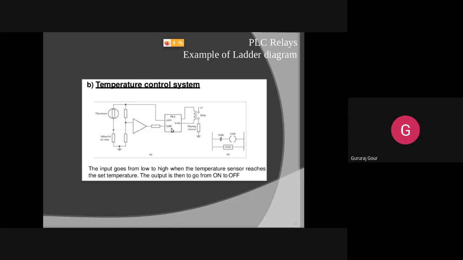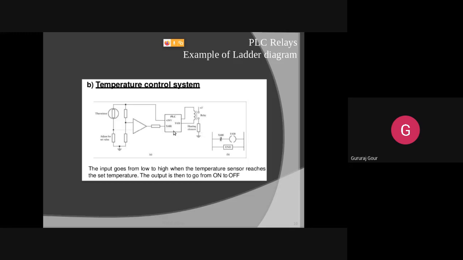Then it will arrive, with the help of this instruction, at the input X400. So you can see it is written here: the input goes from low to high when the temperature sensor reaches the set temperature. The set value is given here. Until this one we can vary; beyond that it cannot be allowed to increase. The output then goes from on to off.